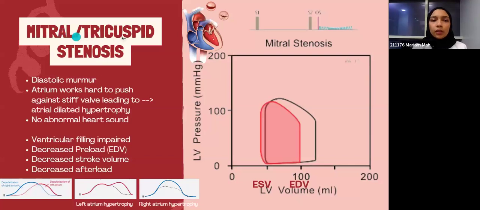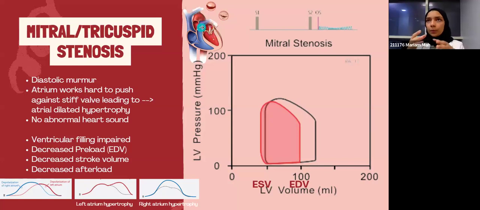Okay, so for the mitral and tricuspid stenosis, here you can see in the diagram that it's hard to push the blood from the atrium to the ventricle, okay? And this pushing of blood from the atrium to the ventricle happens during diastole, right? So it's a diastolic murmur. Here you can see that there's the S1, the S2, and then there's the murmur here. It's after S2.